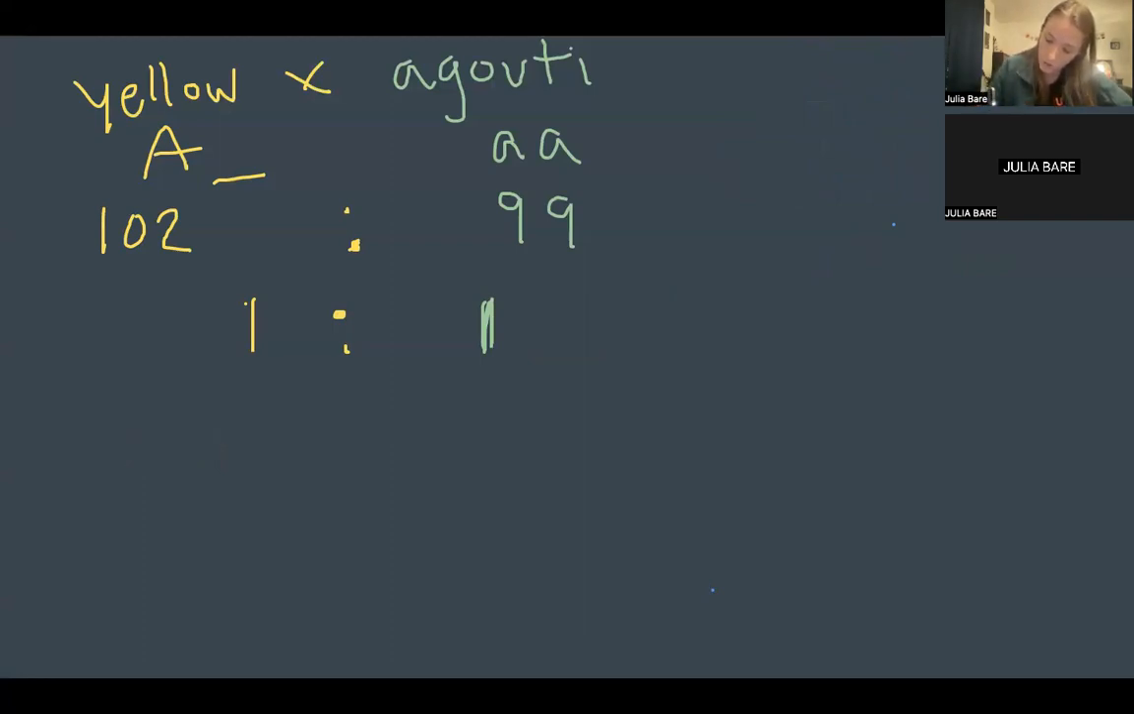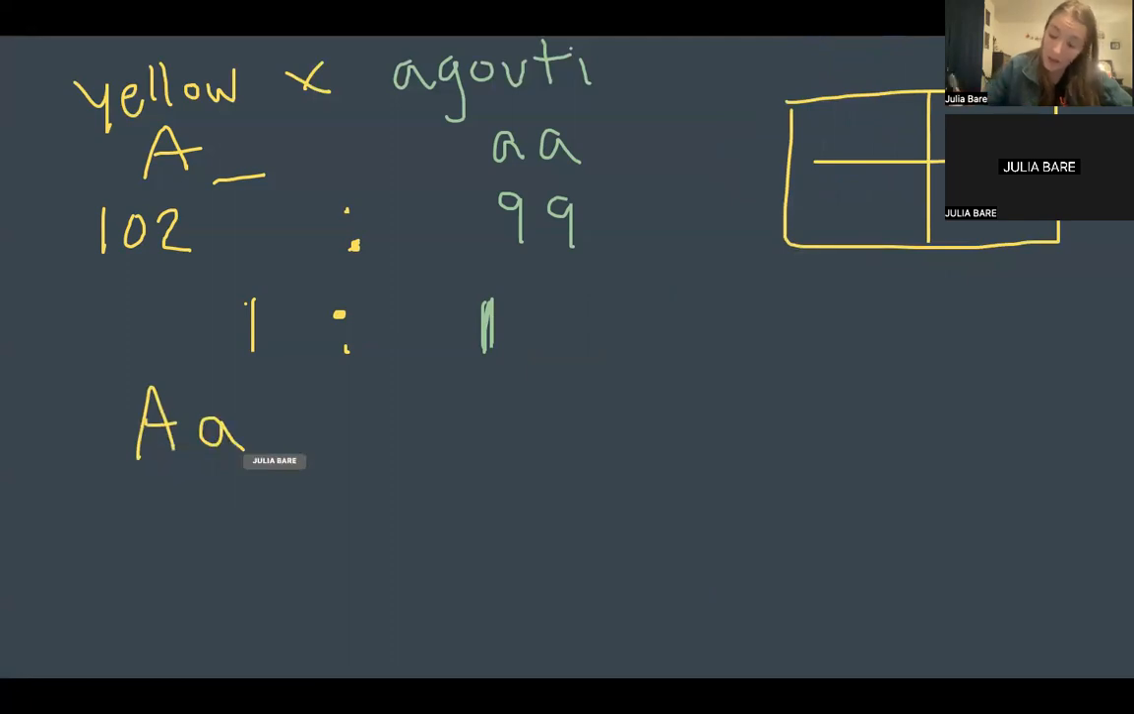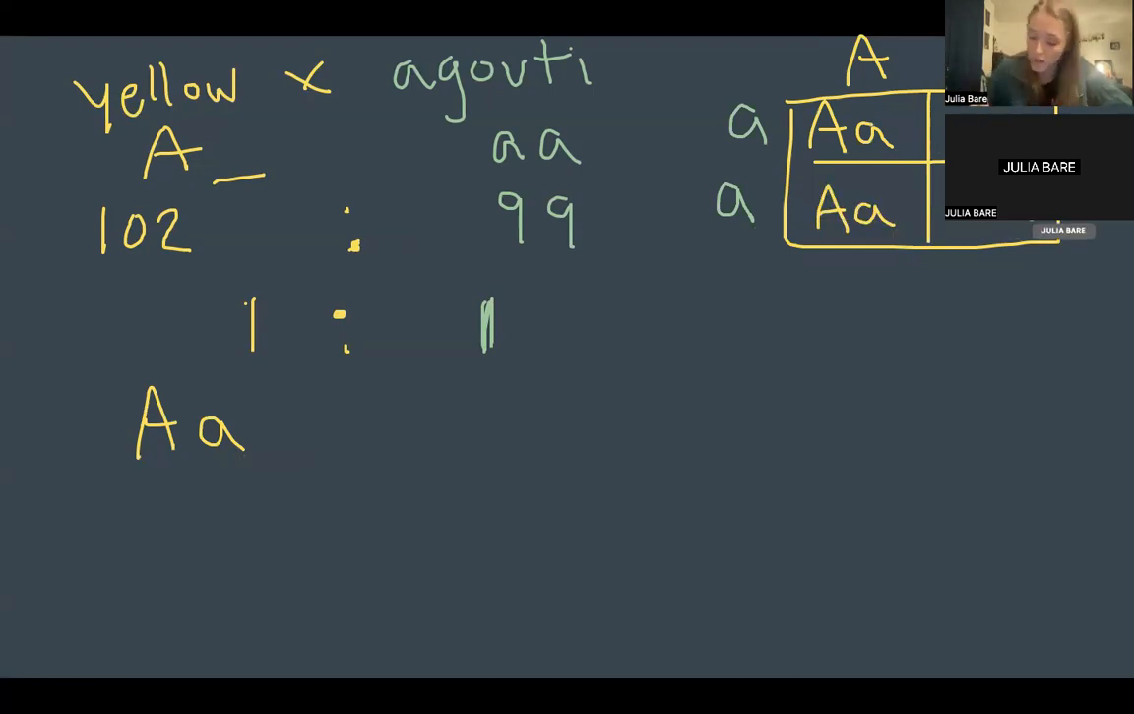So let's go back to a Punnett square. And now we're going to assume that our yellow mouse is in fact heterozygous. Our agouti mouse is homozygous because he has a different characteristic, meaning that he has to have that recessive characteristic. This could also be reversed, but we're running with this example for right now. So this means you would have big A, little a, little a, little a, big A, little a, little a, little a.